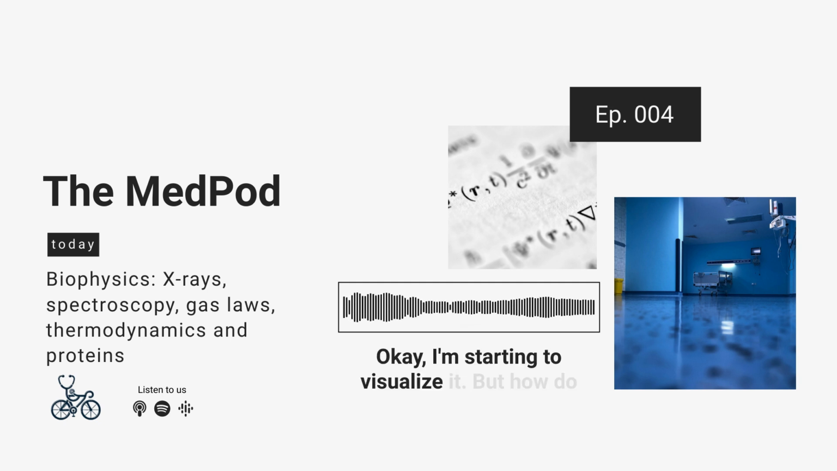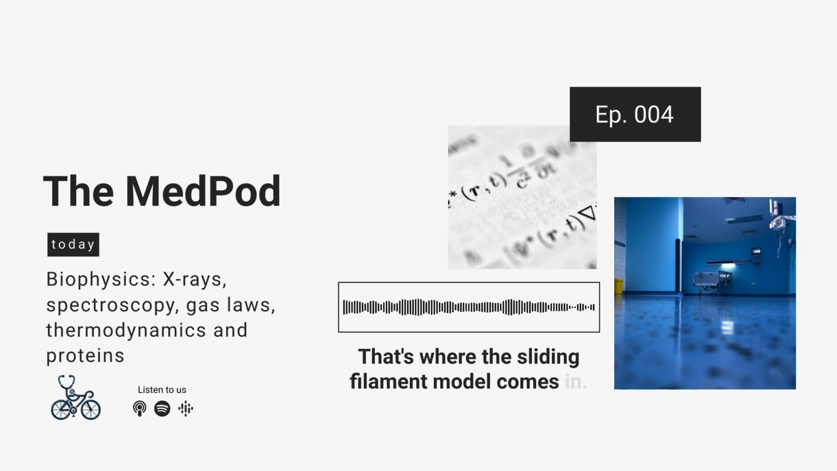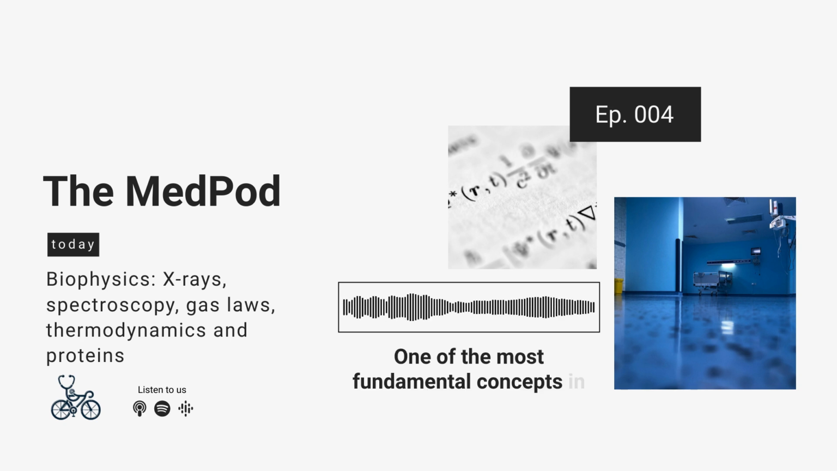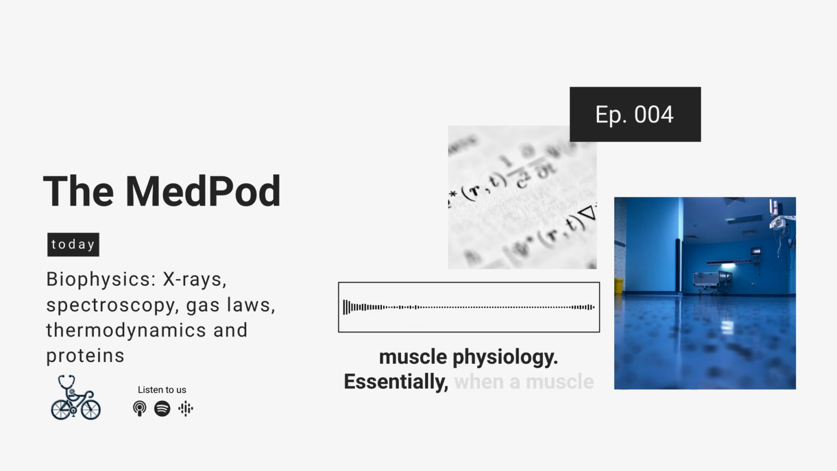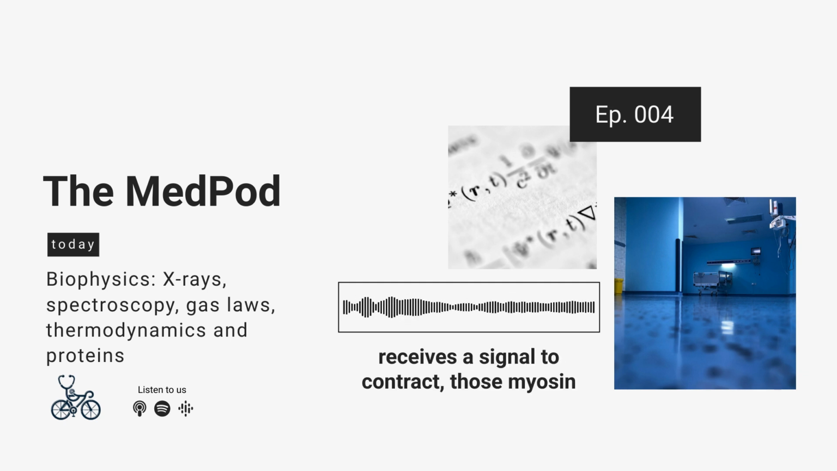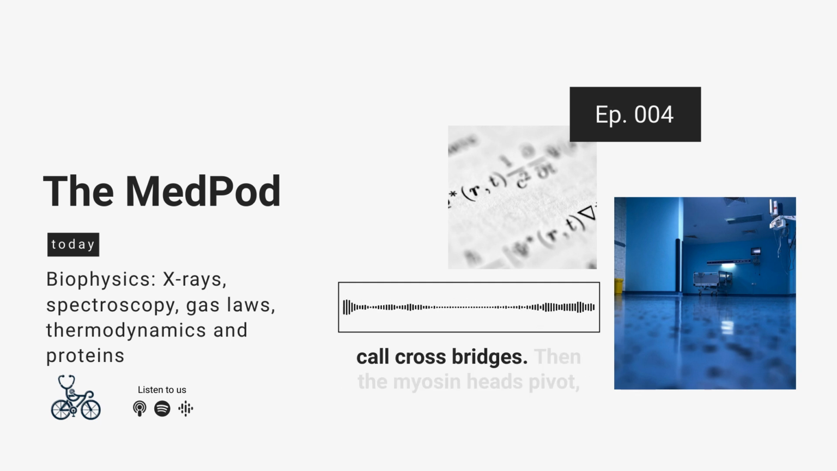Okay, I'm starting to visualize it. But how do these filaments actually interact to make a muscle contract? That's where the sliding filament model comes in, one of the most fundamental concepts in muscle physiology. Essentially, when a muscle receives a signal to contract, those myosin heads bind to the actin filaments, forming what we call cross bridges. Then the myosin heads pivot, pulling the actin filaments towards the center of the sarcomere. So it's like a... Exactly.